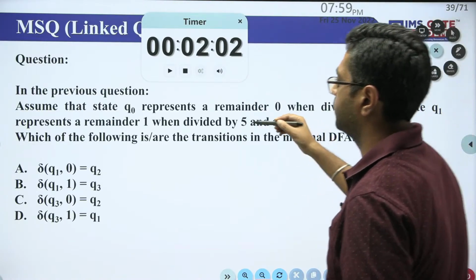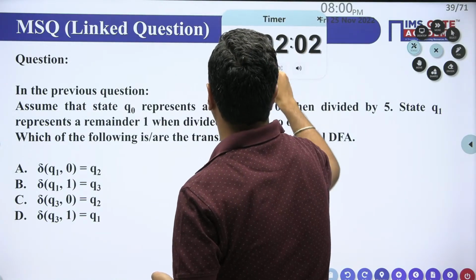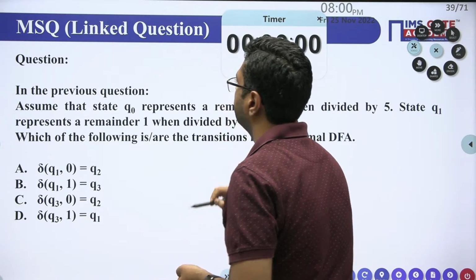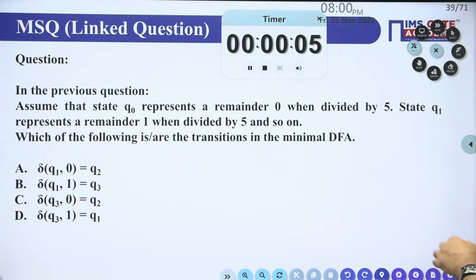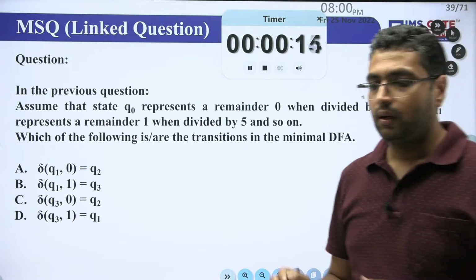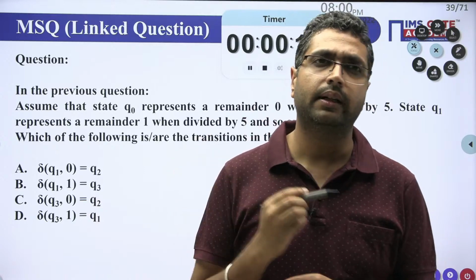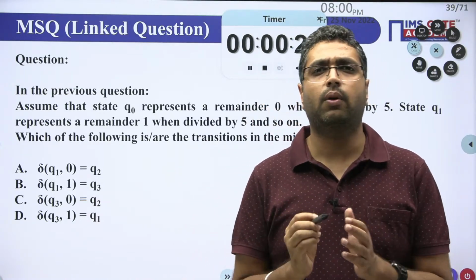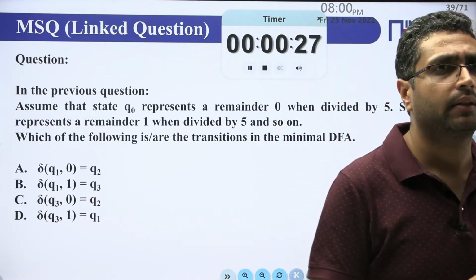And the question says something like this. It's an MSQ based question, and I'll give you 2 minutes to solve it. Here I have forced you to make the DFA. Without making the DFA, you cannot answer it, because I specifically wanted you to make the DFA, and then solve it after making the DFA only.